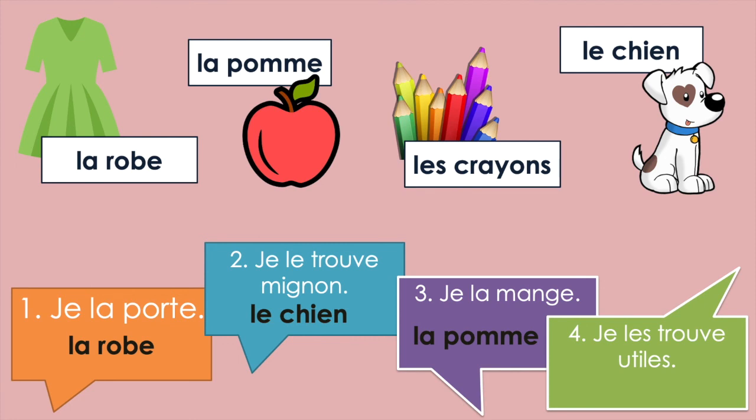Number 4, je les trouve utiles. The only one that's left is les crayons. But if we look at why we've worked out it's les crayons, again there are 2 context clues there. The direct object pronoun is les, the plural one, and there's only one plural thing on the screen. But remember, the adjective also agrees with whatever it is describing. So in this case, I find them useful. The word for useful is utile. We've got to put an S on the end of it because there's more than one pencil.